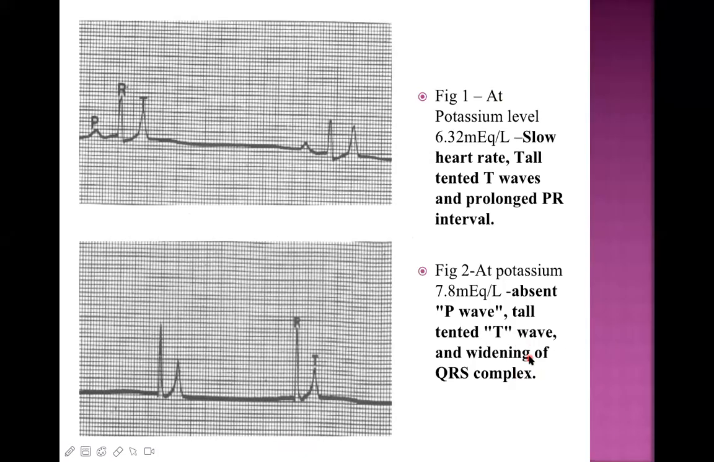So to make it easy for you, once again, in a different potassium level, the ECG tracings are shown here. When potassium is 6.32 milliequivalent per liter, what is happening to the ECG? There is slow heart rate already. Slow heart rate, tall tented T wave. See here, quite a tall T wave, as tall as a QRS complex, and prolonged PR interval.